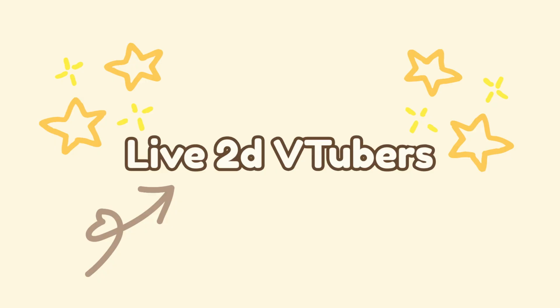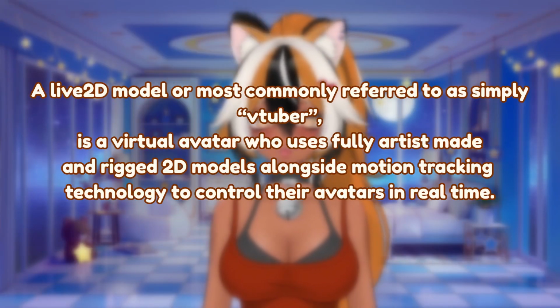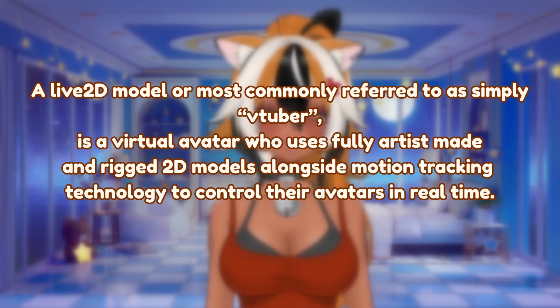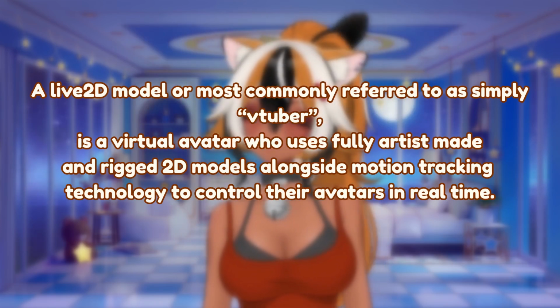Let's move on to live 2D models. A live 2D model, or most commonly referred to as simply VTuber, is a virtual avatar who uses a fully artist-made and rigged 2D model alongside motion tracking technology to control their avatars in real time.